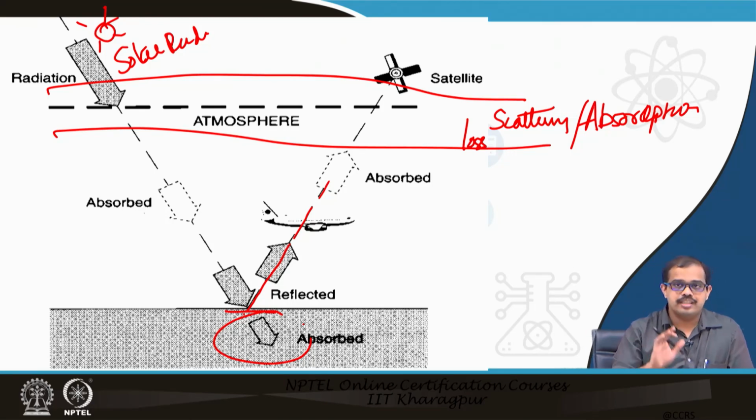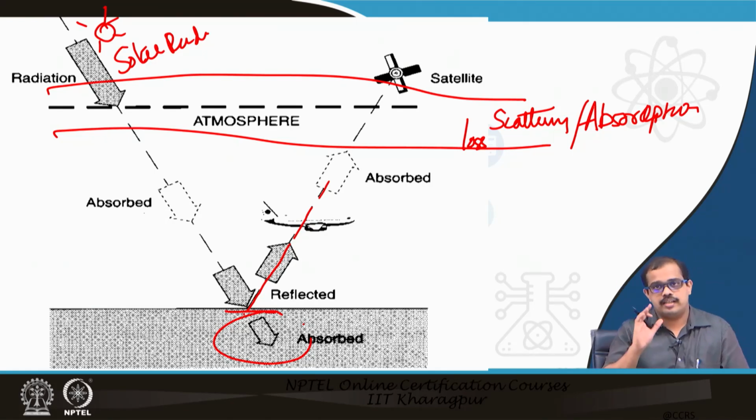The amount of reflected energy that is left after the atmospheric transmittance is the energy that reaches the satellite and is recorded onto the satellite. That is what you would get as an image once it is converted from analog to digital signal. Okay. So, this is exactly the process of how remote sensing is done using a satellite.